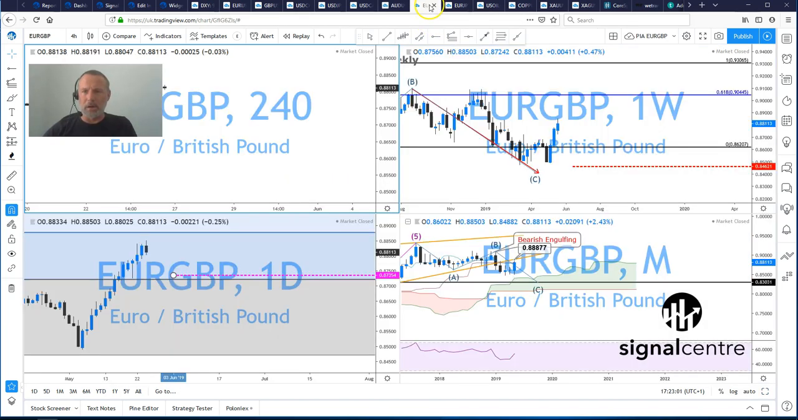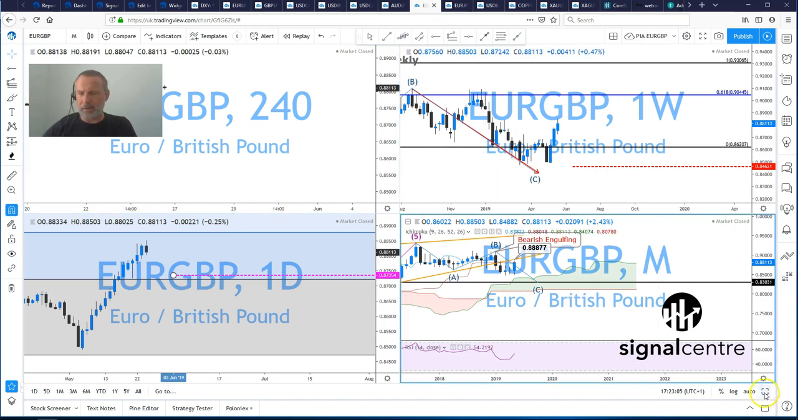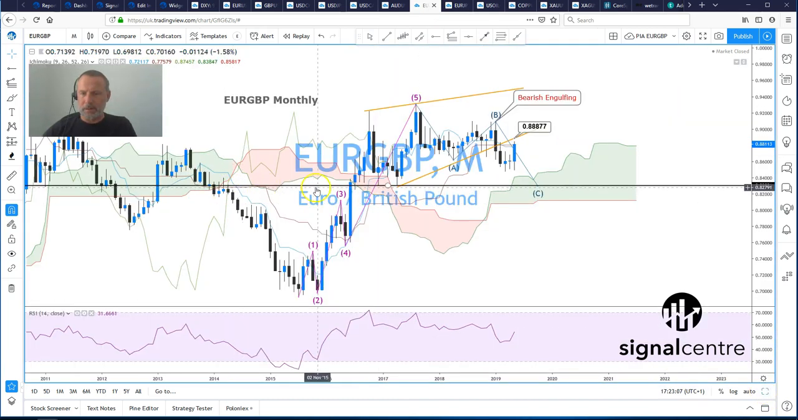Euro sterling, let's look at the monthly chart first. Here we can see a bullish Elliott wave count to the upside. We formed a wedge formation. We've broken lower. I don't believe that the ABCD formation has completed. We've got reverse trendline resistance at 88.87 this week.